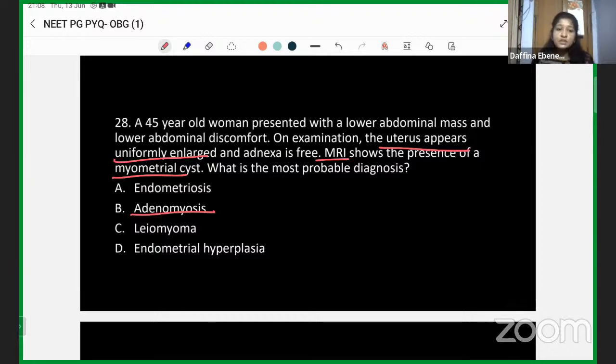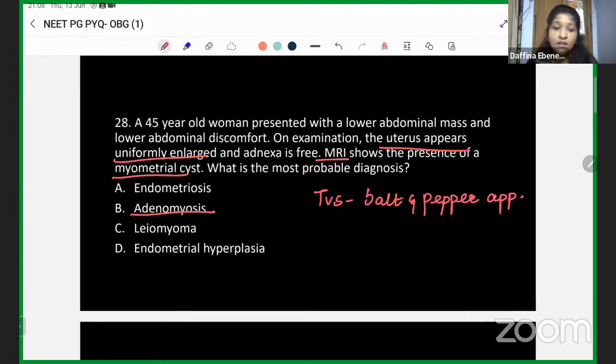So what is the diagnosis? What is the investigation that you will do? You can do a transvaginal ultrasound. On transvaginal ultrasound, adenomyosis will have the salt and pepper appearance. The other thing that is going to occur on transvaginal ultrasound is the Venetian blind appearance. You can see shadows on transvaginal ultrasound, which is because of the subendometrial striations that are occurring. So this is on transvaginal ultrasound.